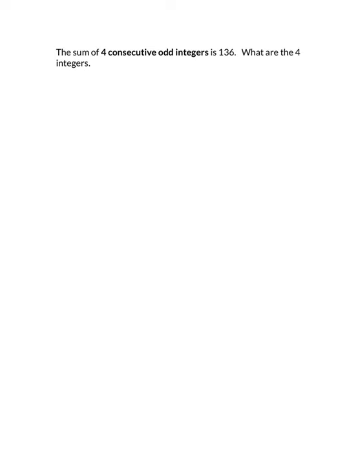One of the most important things I want you to look at is the words in the problem. The sum. As soon as I see the word sum, I know I'm going to be adding. 4. Then I see the word consecutive. Consecutive means one after the other. Odd. Again, remember the difference between odd and even numbers. And then integers, meaning they're going to be whole numbers. There's no fractions, no decimals.